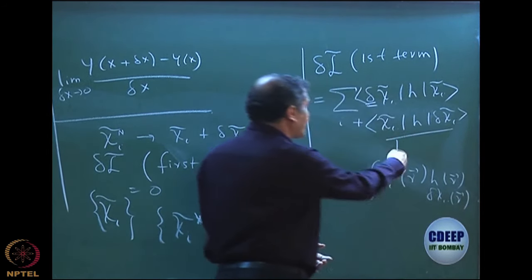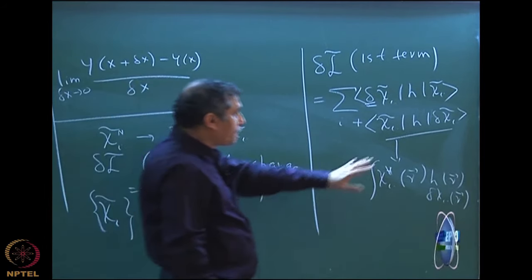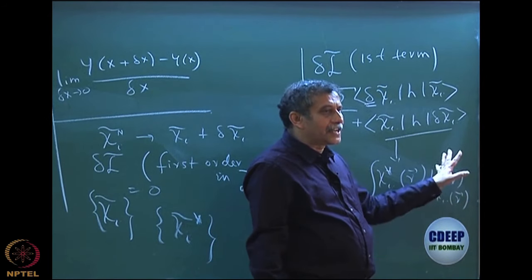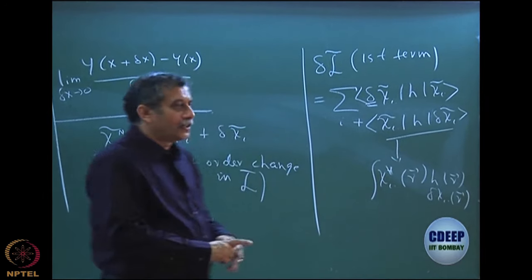So that is this integral. So these integrals can be trivially done. Actually, I have not defined what is delta chi I, remember. And it's not important to define. You will see that later. But it's just a first order change. Assume whatever is the first order change.